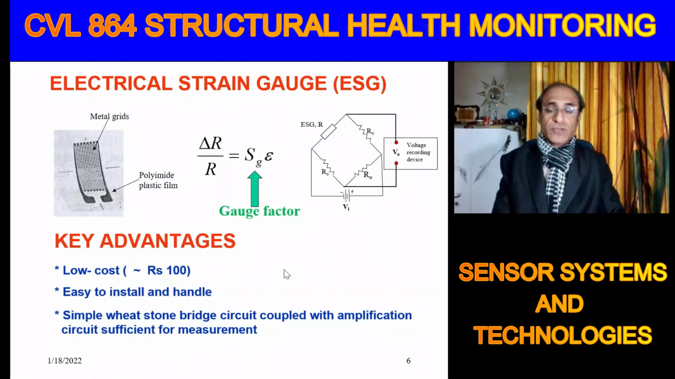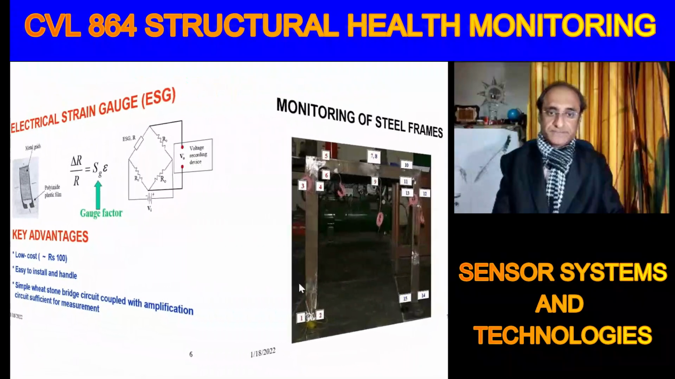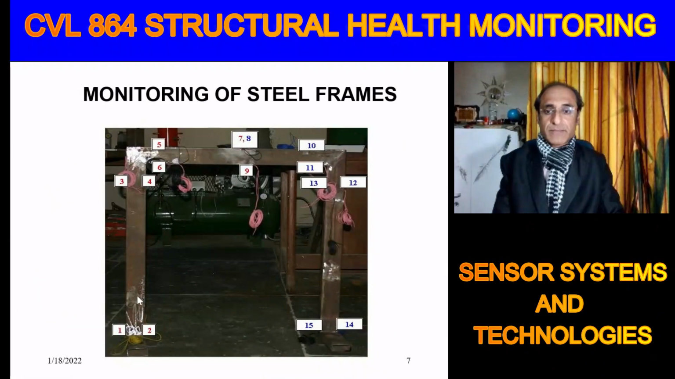There are now data loggers in the market which can do this measurement automatically. We'll just show you some examples. All of these are case studies done in our lab by BTech students. So this is a frame. Basically here at these junctions, for example 1, 2, we have bonded a pair of these strain gauges on the opposite surfaces, the extreme left and extreme right. Similarly on the beam we have them on the top and the bottom. So like this, at key junctions we have bonded the strain gauges in pairs.